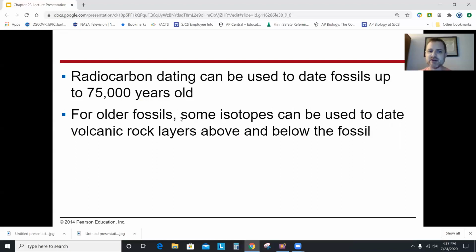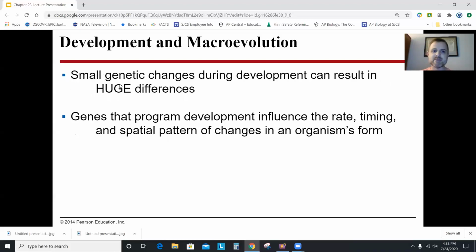C14 dating is good up to about 75,000 years old. Then it's just too small to detect. There are other isotopes you can use to date things that are older. You can date when volcanic rocks hardened using other radioactive isotopes besides carbon. But if something died 60 million years ago, carbon-14 dating would not be able to date it. You'd have to date what layer the fossil was in.